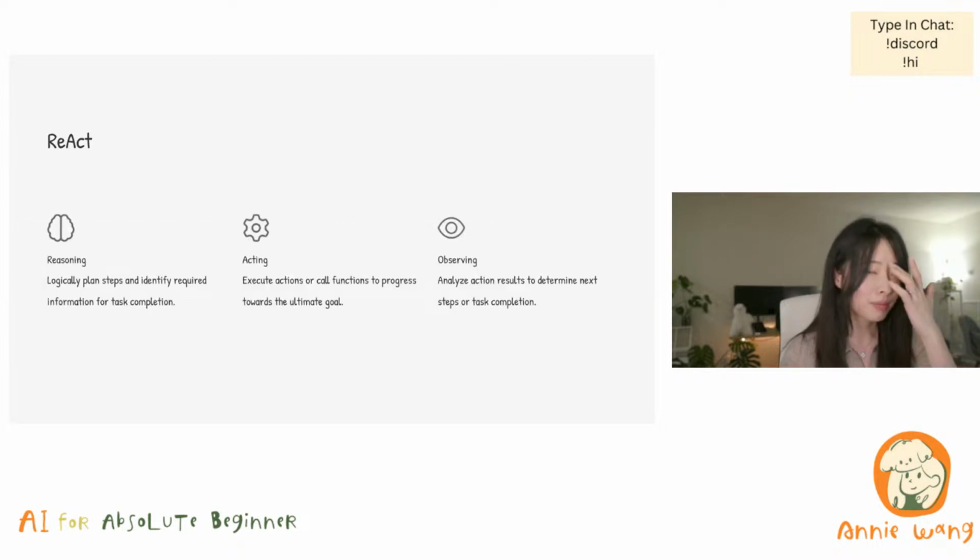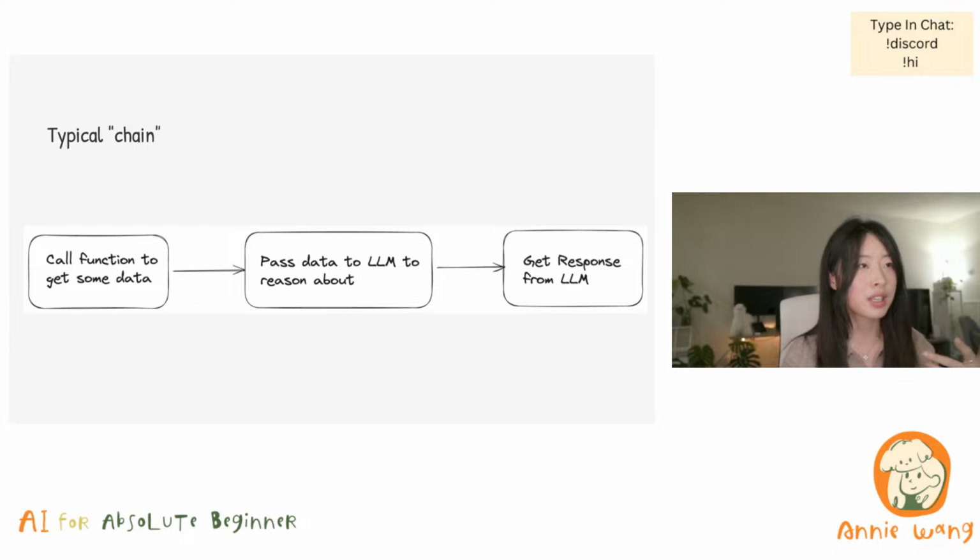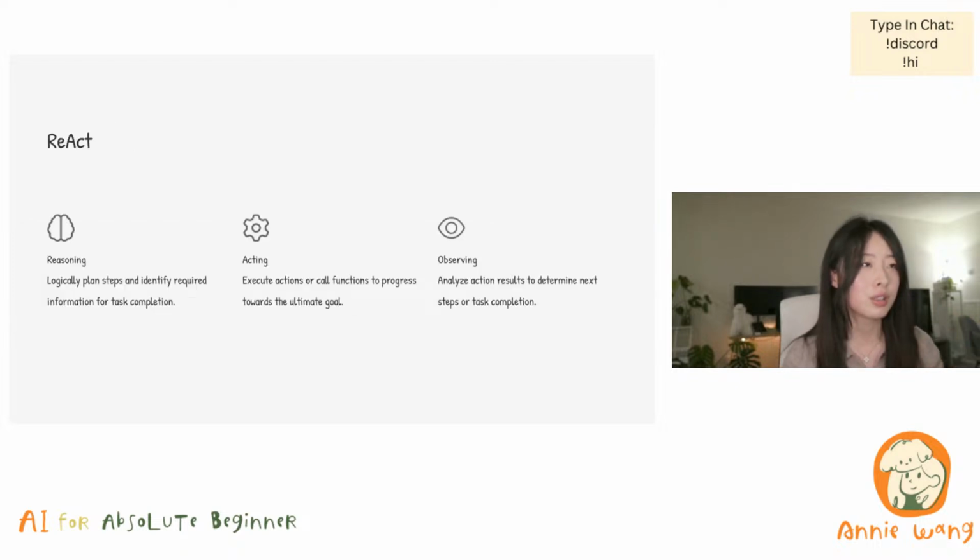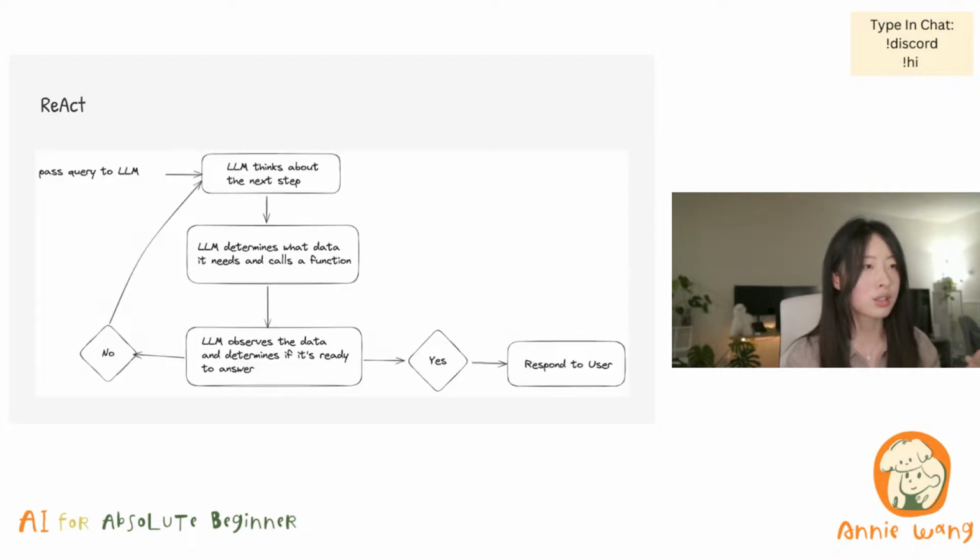All right. I'm going to come back to this: what is a ReAct agent? You just saw that I demoed a typical chain. So what is a ReAct agent? Basically, the model can do reasoning, acting, and observing. So it's like a decision loop.